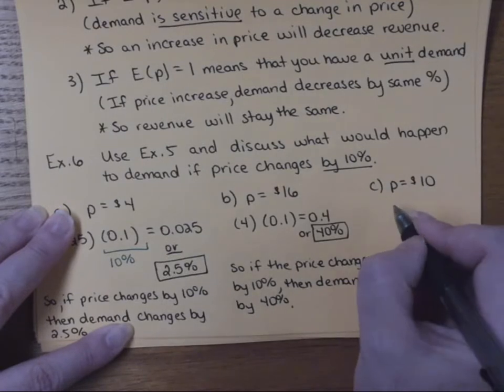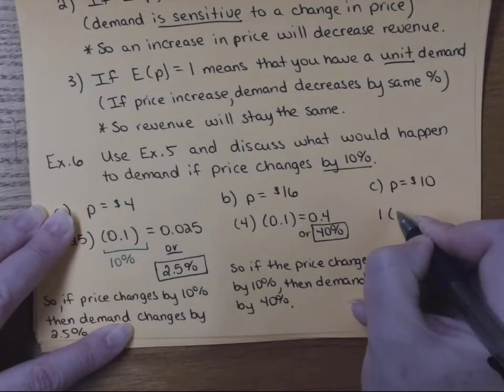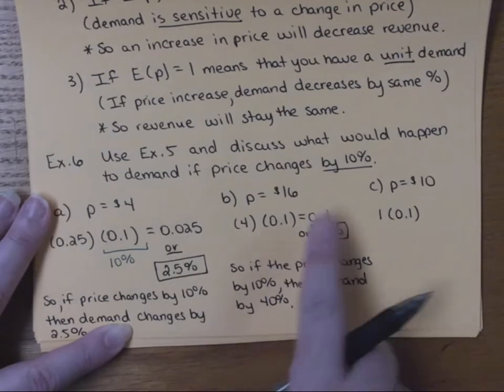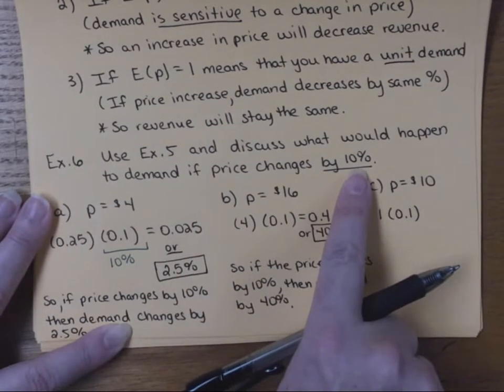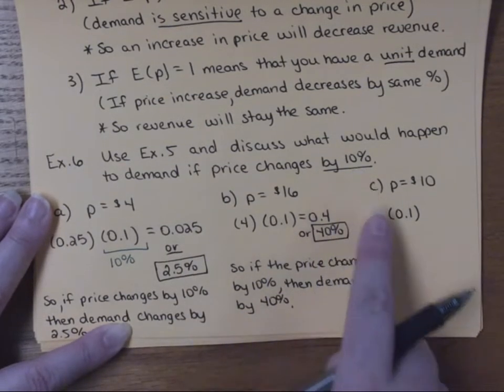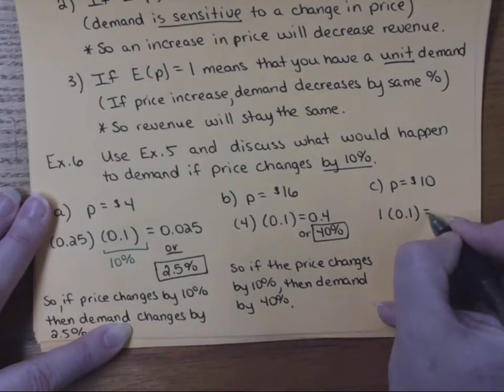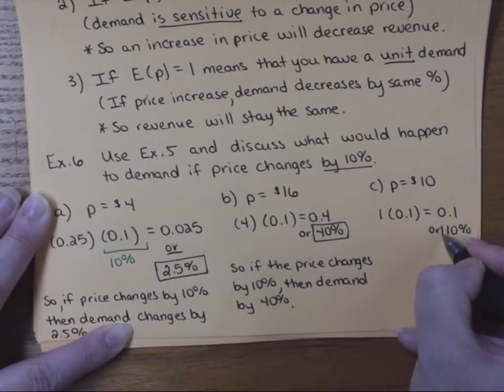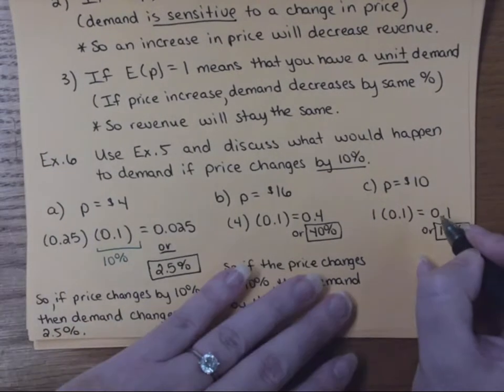And then last but not least, if we do 1 times 0.1, by the way, it's 0.1 always because it's 10%. If it were 15%, it would be 0.15. If it were 20%, we'd be doing it by 0.2. But this works out to be 0.1. Notice there's no change in percentage, and there's no change in percentage because it's unit elastic.